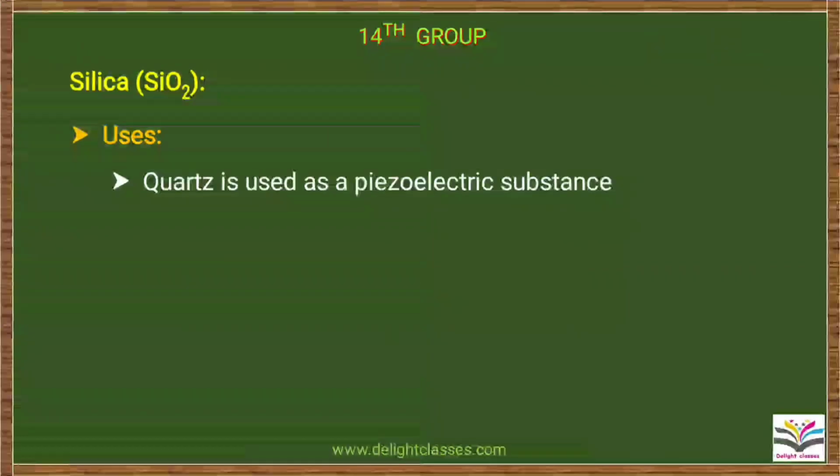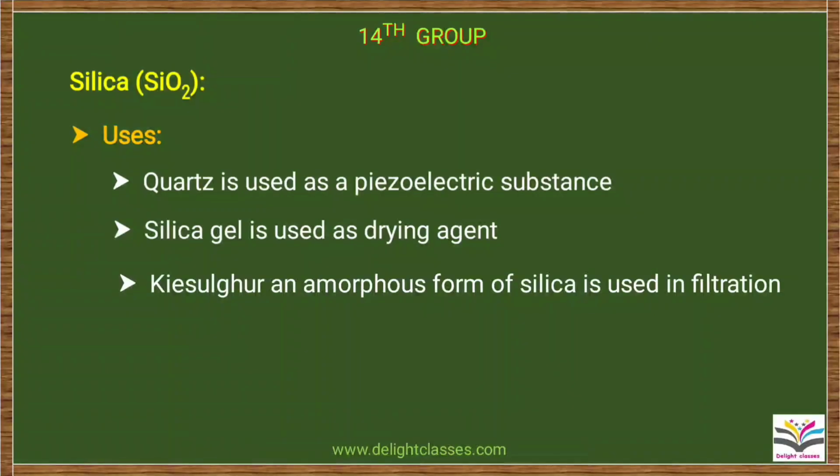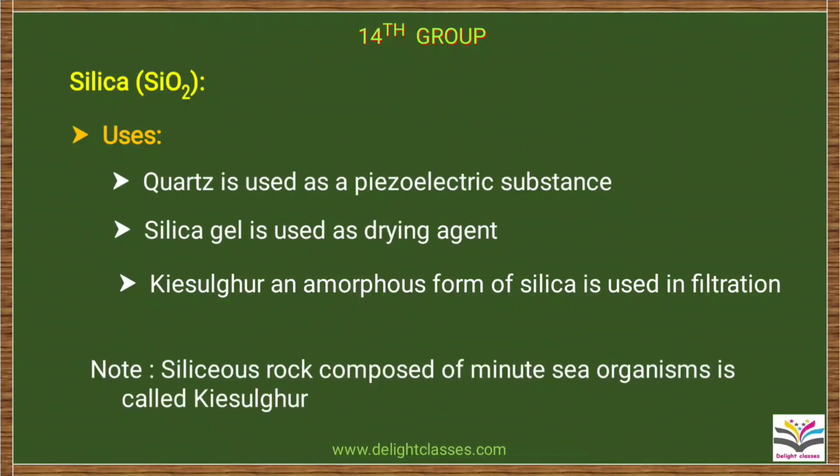Uses. Quartz is used as a piezoelectric substance. Silica gel is used as a drying agent. Kieselguhr, an amorphous form of silica, is used in filtration. Siliceous rock composed of minute sea organisms is called Kieselguhr.